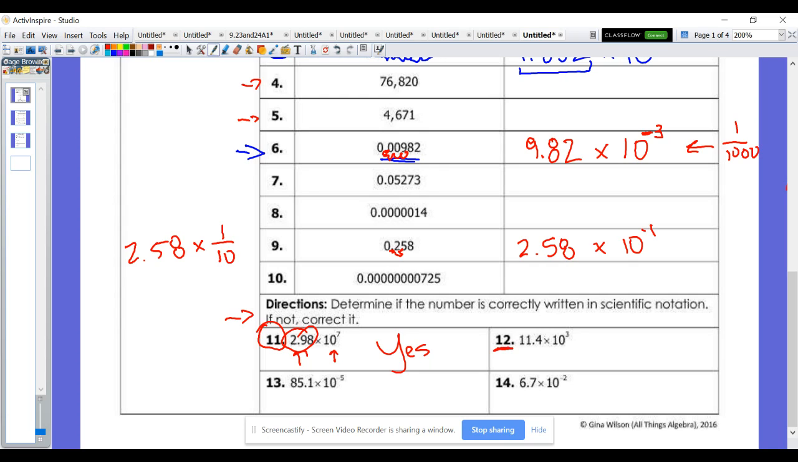But then if I go over to number 12, look here, that is not correctly written in scientific notation. I need that decimal point to go over one more spot. And if I'm moving the decimal point over one more spot, instead of this being 10 to the third, that has to be 10 to the fourth.